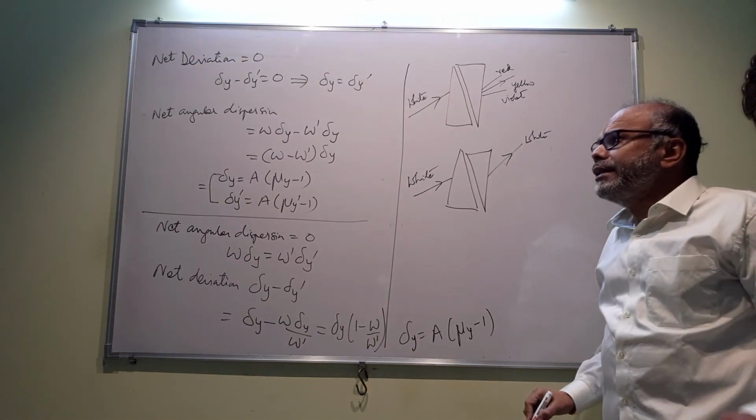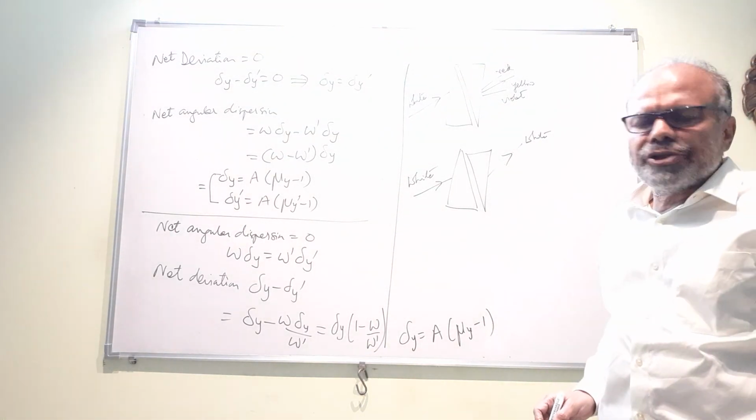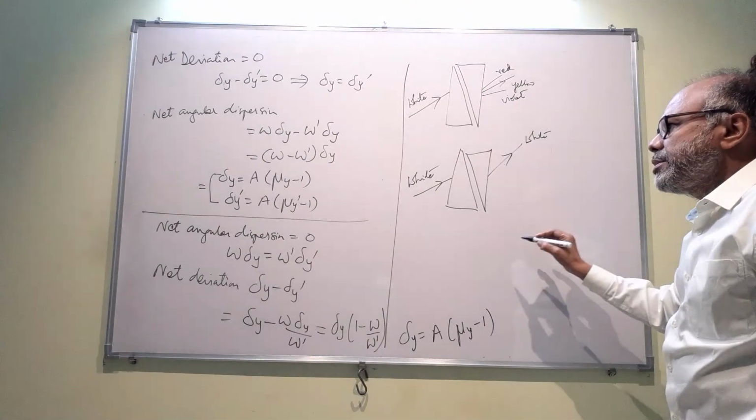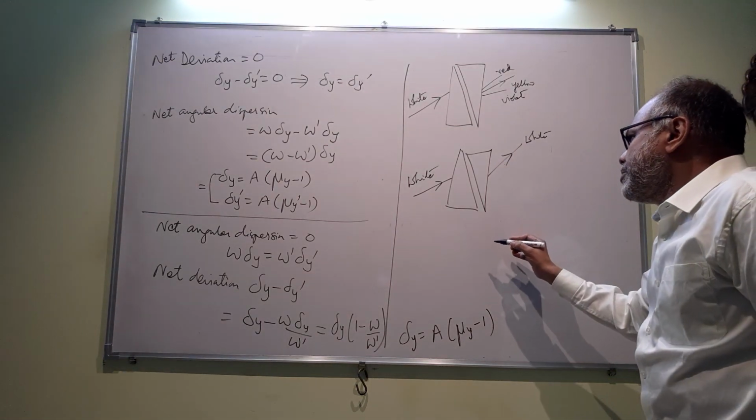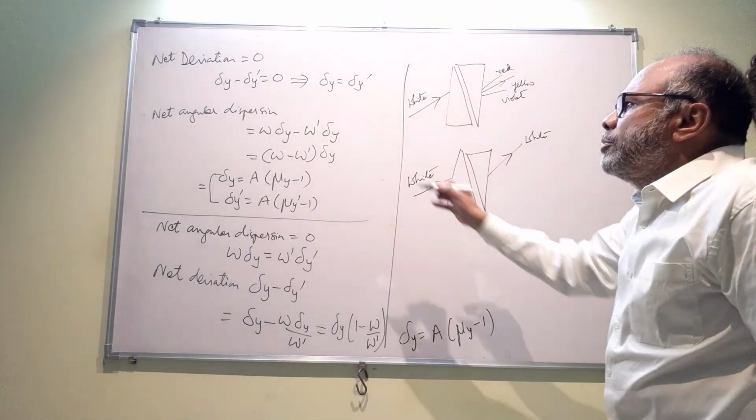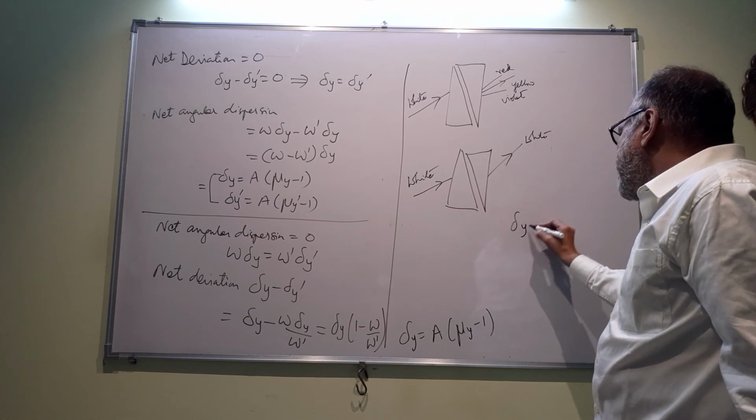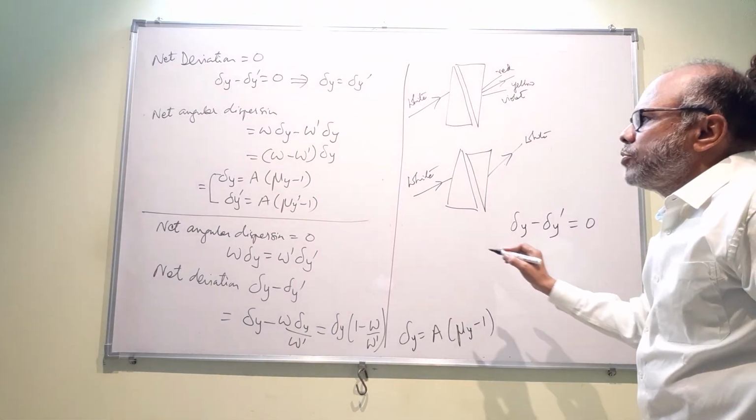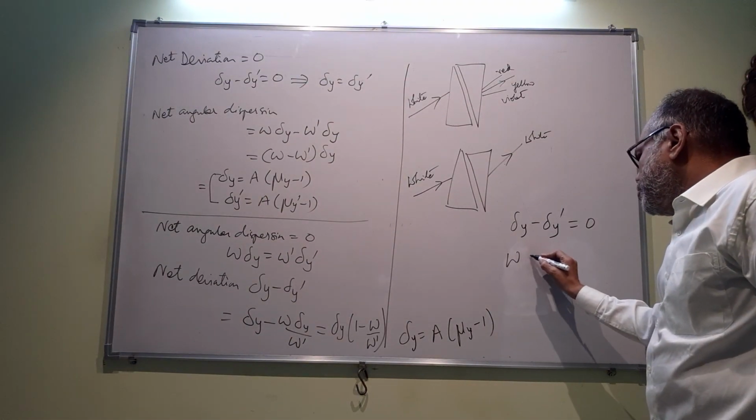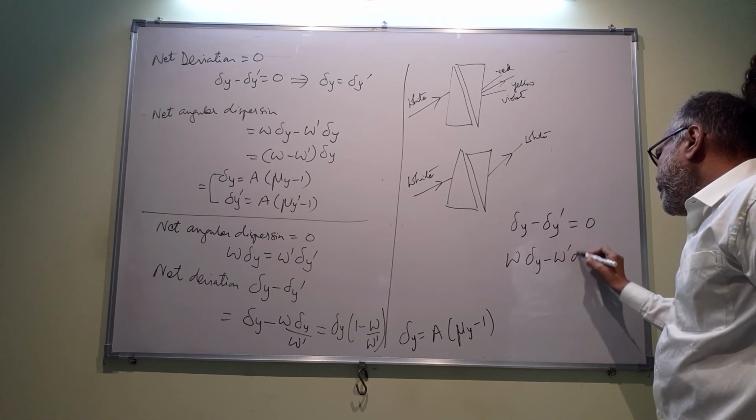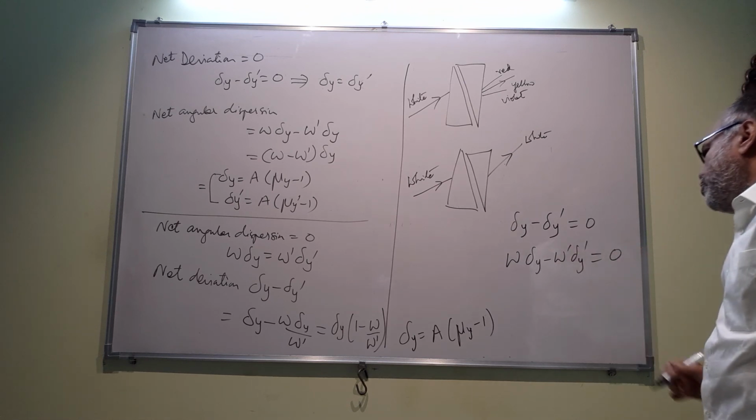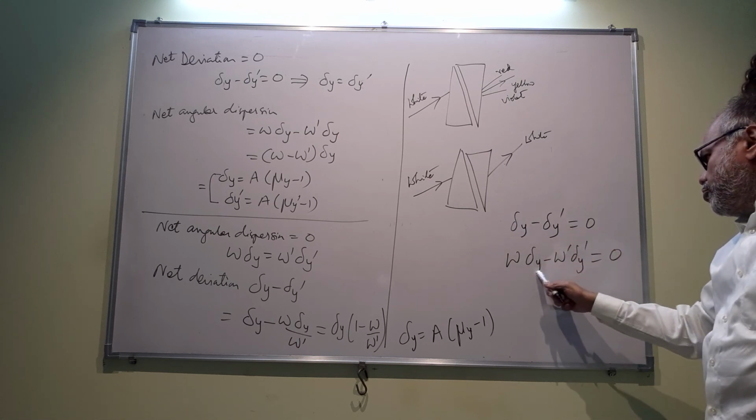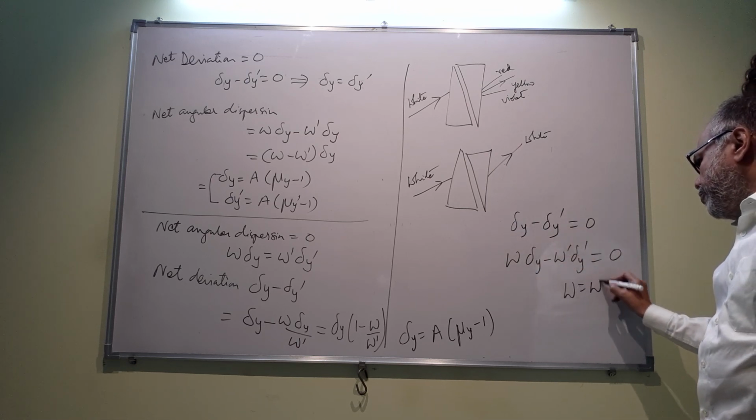Well, you might ask, can the net deviation and the angular dispersion both be 0? Well, if both are 0, see what happens. The net deviation is given by del y minus del y dash. If this is 0, and also the net dispersion is omega del y minus omega dash del y dash. If this is also 0, then if del y is equal to del y dash, if you substitute here, you will get omega equal to omega dash.